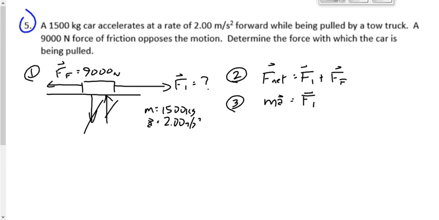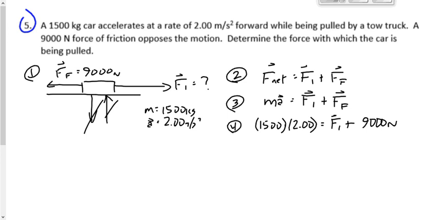Good. MA is equal to F1 plus FF. And finally, step 4 is just put in your numbers to solve. M is 1,500 kilograms. We do know what A is this time. It's 2.00. F1, that's what we're looking for this time. And FF is 9,000 newtons, right?